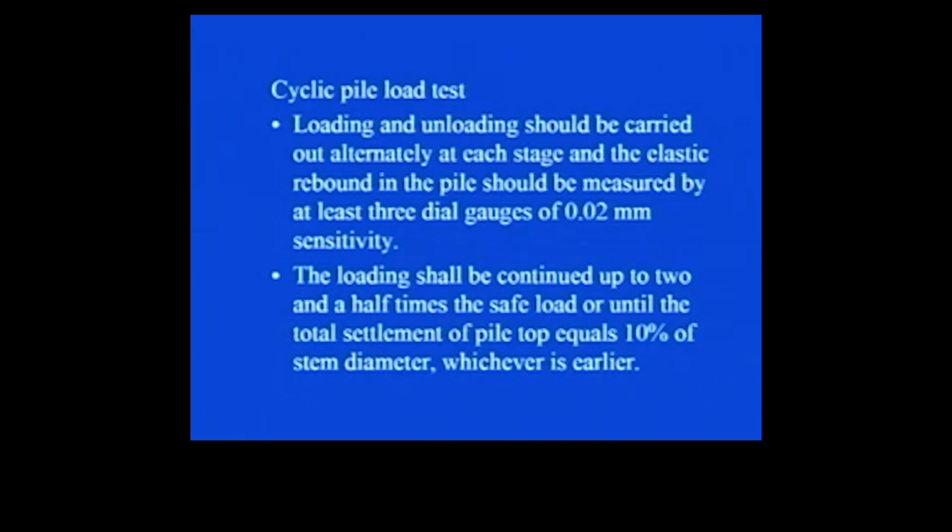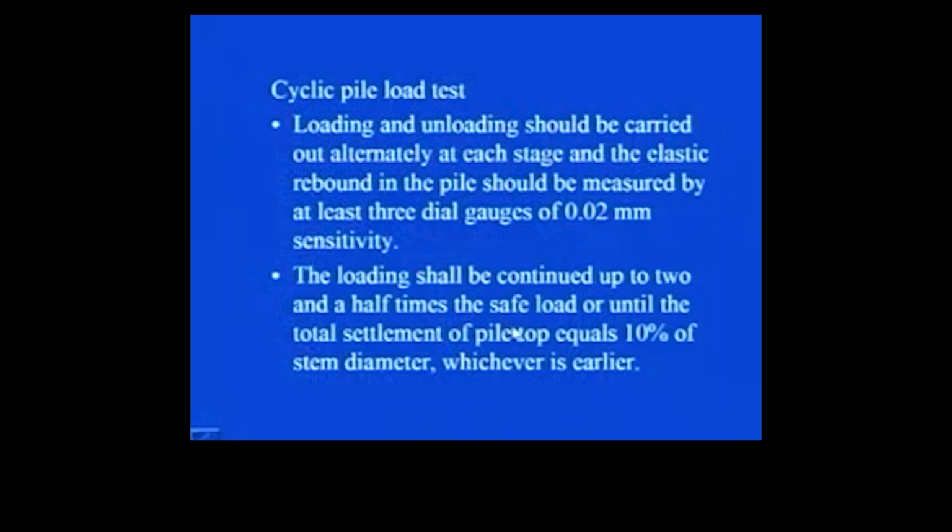So, 2.5 times the safe load, you can find out using static pile load formulae. The thing is that this whole load you have to apply in loading and unloading cycles. So, how will you decide how many loading and unloading cycles you need to go for? For that purpose, this guideline has been given: 2.5 times the safe load or until the total settlement of pile top becomes equal to 10% of the pile diameter.